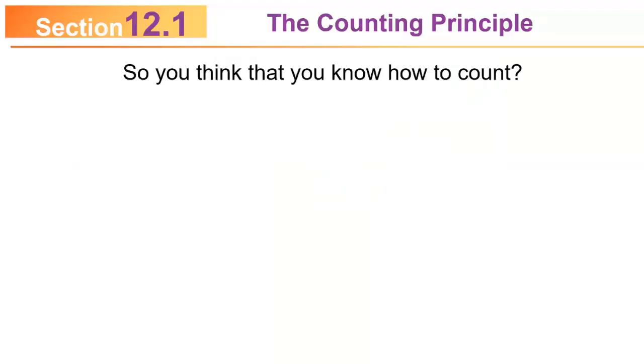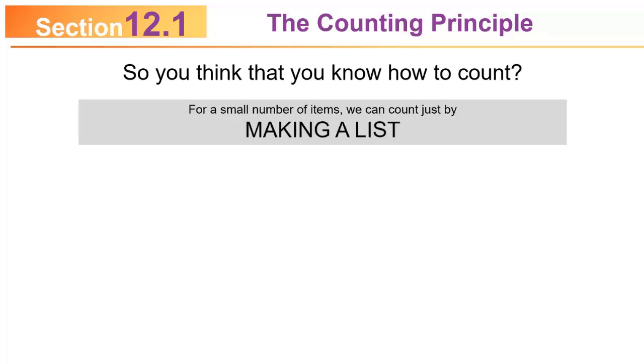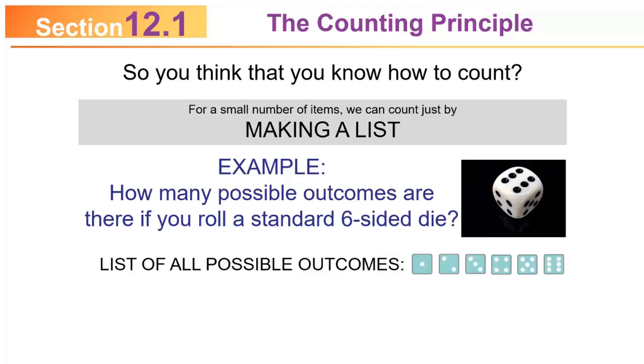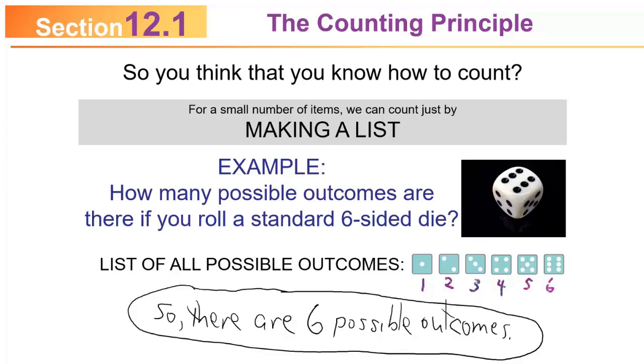So you think that you know how to count. Well, you probably do if you have a small number of items. For a small number of items, we can count just by making a list. For example, if I ask you how many possible outcomes there are if you roll a standard six-sided die, you can simply list them: 1, or 2, or 3, or 4, or 5, or 6. Those are all the possibilities for a standard six-sided die. Count them, and there are 6 possible outcomes.